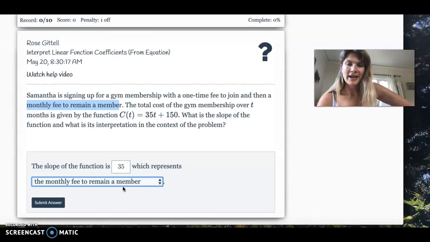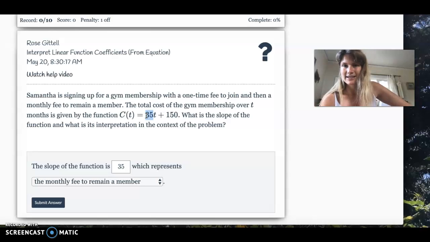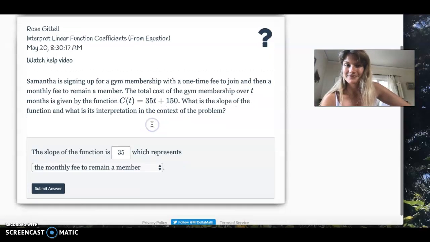So it's some sort of rate of change. All that means is it's something that happens over and over again. It's not just a one-time initial value. The 150 is going to represent the initial value, which would be the one-time fee to join, which makes sense, right? She's paying $150 to join. That seems reasonable. And then she's paying $35 a month after that. But the other way wouldn't really make sense if you think about it logically.